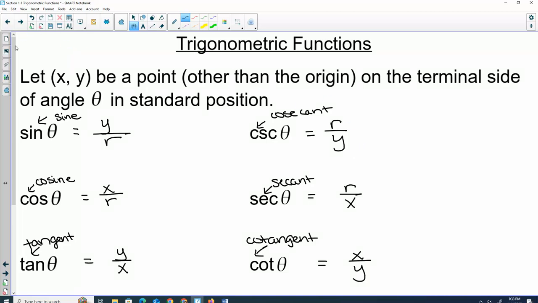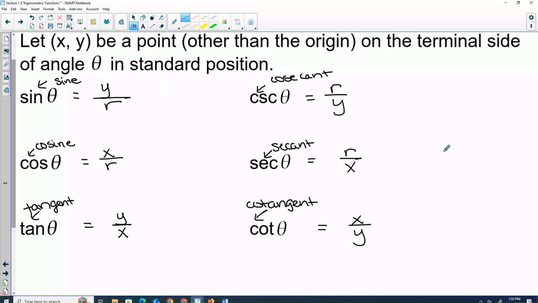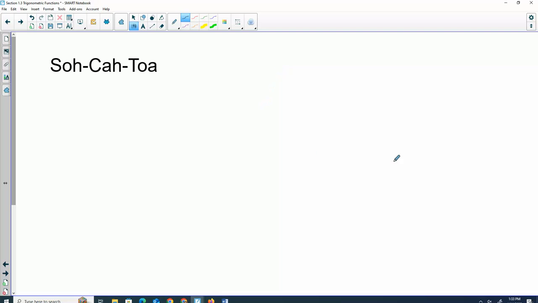So we don't only apply these to triangles in trig. Sometimes it's triangles, sometimes we're looking at circles and other things. But we can use the triangle definition to help us remember. So SOHCAHTOA, you've probably heard that before. It applies in a triangle.